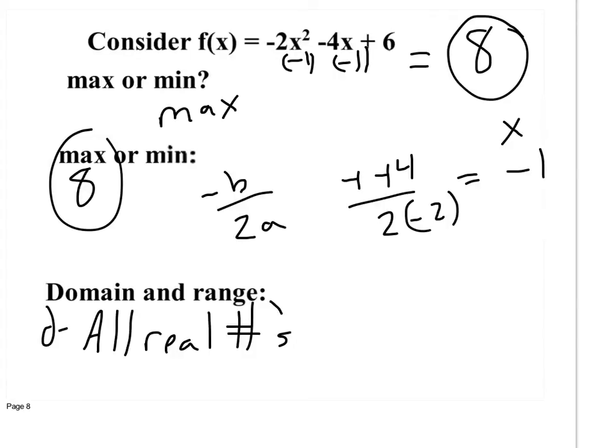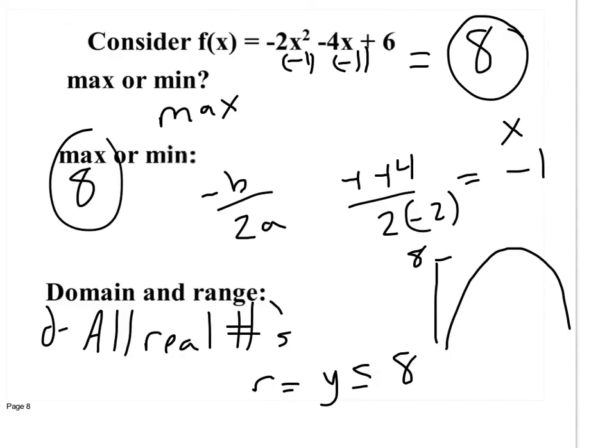The range is a little different. Your range is all real numbers that are less than or equal to the maximum value. Your max value is 8. The highest it goes is 8. So your range is y is anything less than or equal to 8. It can go up to 8, and 8 is included, because if you were to draw the parabola here, 8 is the highest it goes. So it's 8 or anything less.